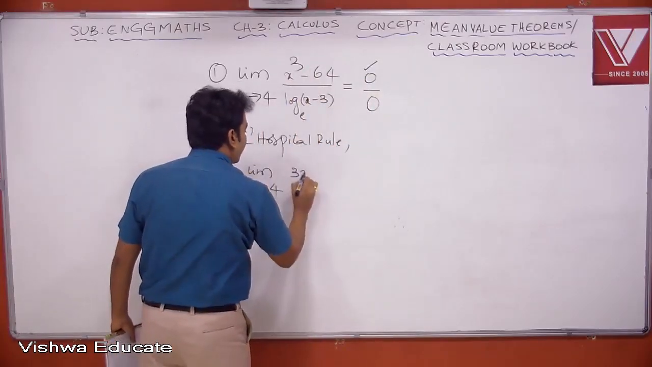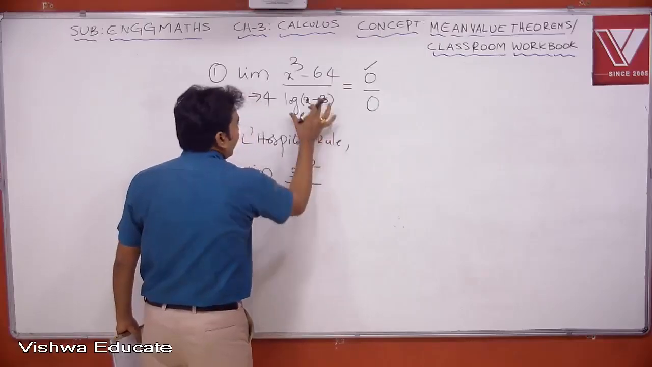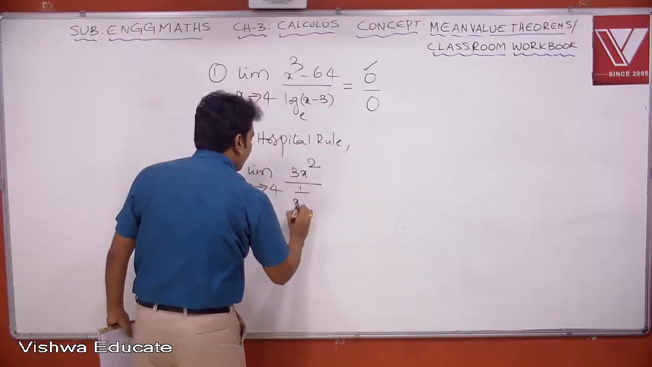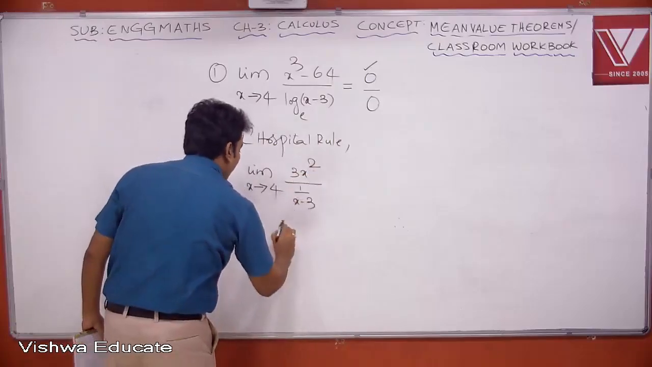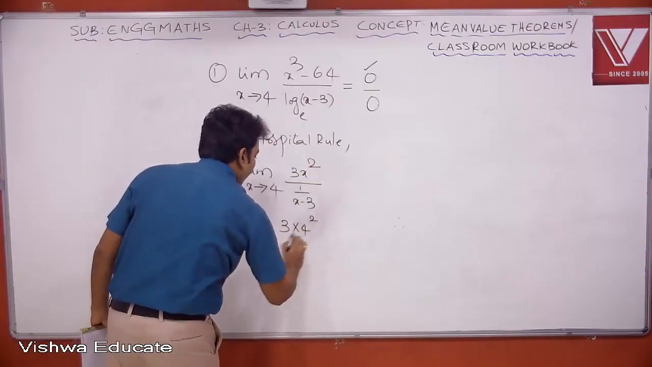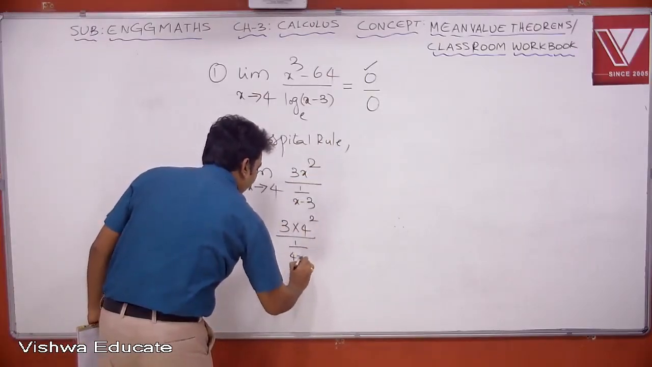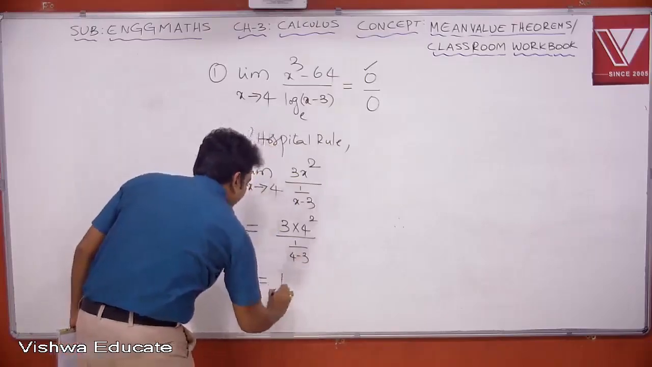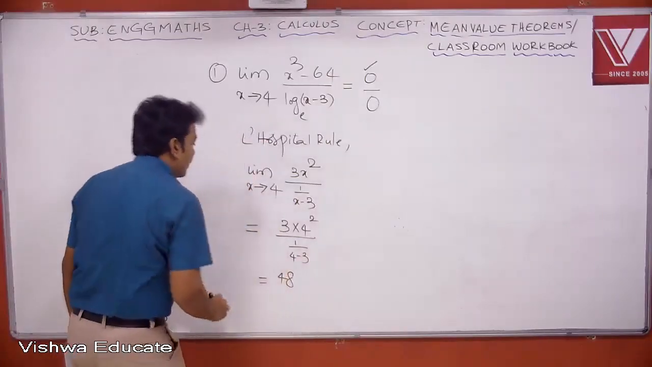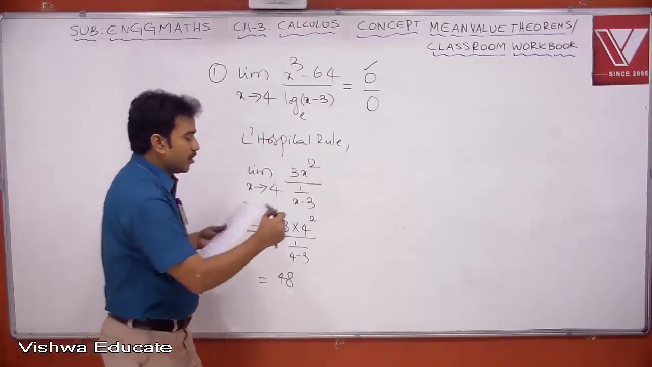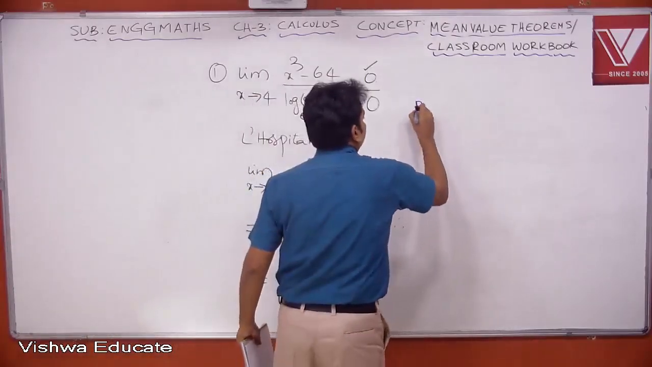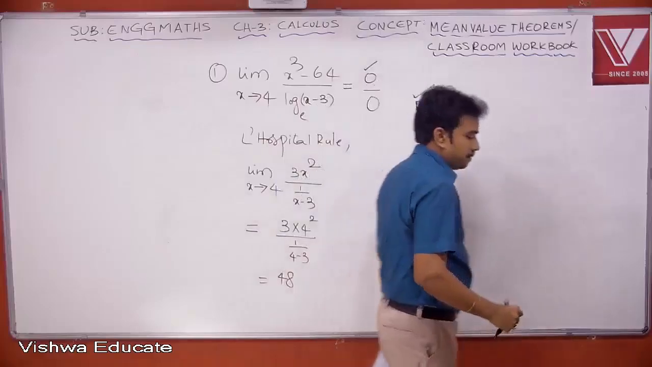Derivative of numerator is 3x square. Derivative of denominator is 1 by x minus 3. Now replace x by 4. So this is 3 into 4 square divided by 1 by 4 minus 3. So therefore this is 48. So 3 into 16, the result is 48. So option B is the right answer. Note this.